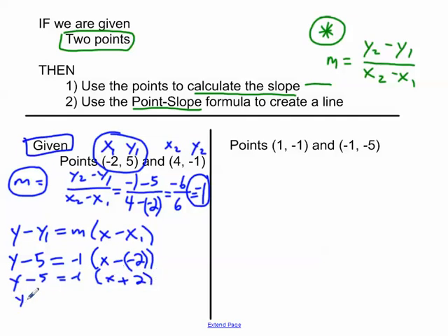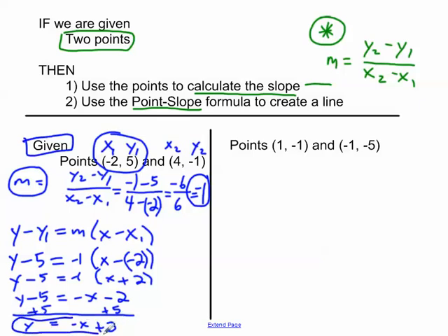y minus 5 still stays the same. Equals -1 times x, -x. -1 times the positive 2, the next term is a negative. Negative times a positive is a negative. 1 times 2 is 2. And now we're almost there, and all we have to do is add 5 to the left side and add 5 to the right side. And what we get is y equals negative x. Minus 2 plus 5 is plus 3, and there's our answer.